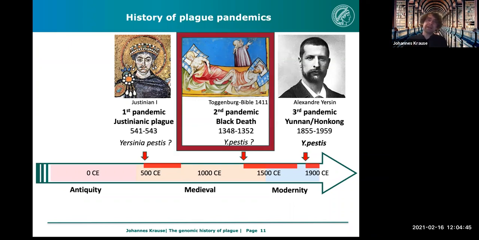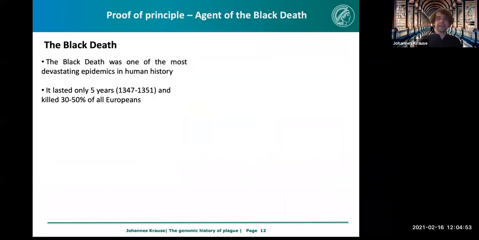The first pandemic of Yersinia pestis that we did analyze more intensively was the Black Death. Why did we do that? Because, as I mentioned, the Black Death is probably the most famous pandemic in human history. It's the largest one that we know of. It killed half of all Europeans, as I mentioned. It's a very short period.